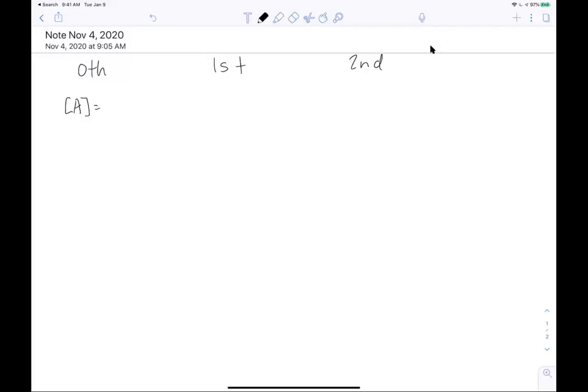So all of the integrated rate laws do essentially the same thing. They relate the concentration of the reactant to time. And that's what makes these things so powerful.